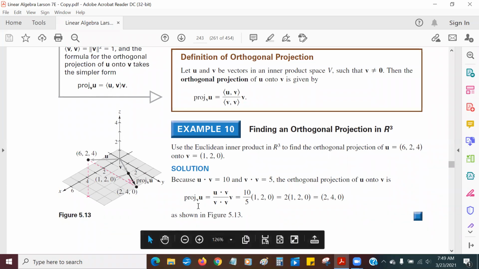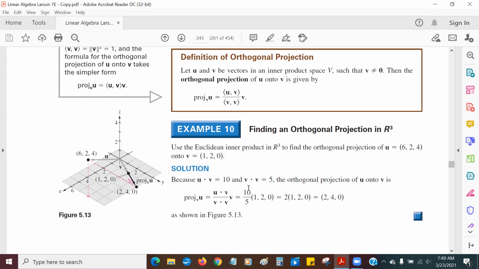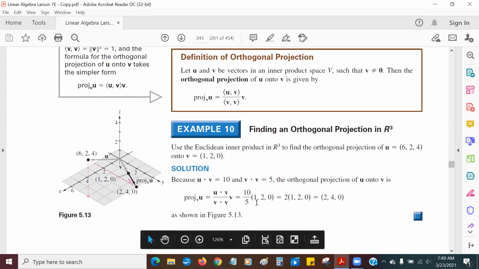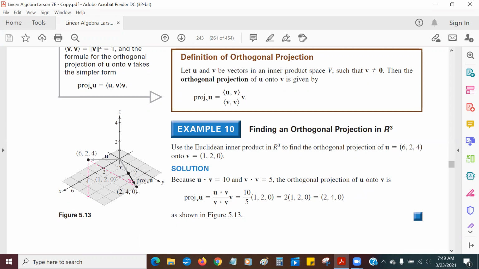Anyway, the projection onto v of u is going to be u dot v, which is 10, over v dot v, which is 5, times the vector v, which is (1,2,0), which winds up being (2,4,0), which is out here. If you notice, it's actually precisely double the original vector, which just happens, one of those things.